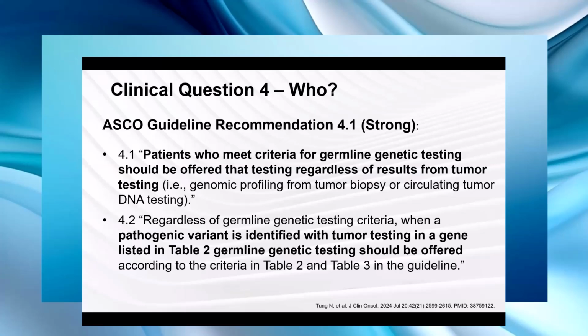The second part of this recommendation, related to who should have this testing, is that regardless of those germline genetic testing criteria, when a pathogenic variant is identified with tumor testing in a gene listed in table 2 of the publication, germline genetic testing should be offered according to these criteria.